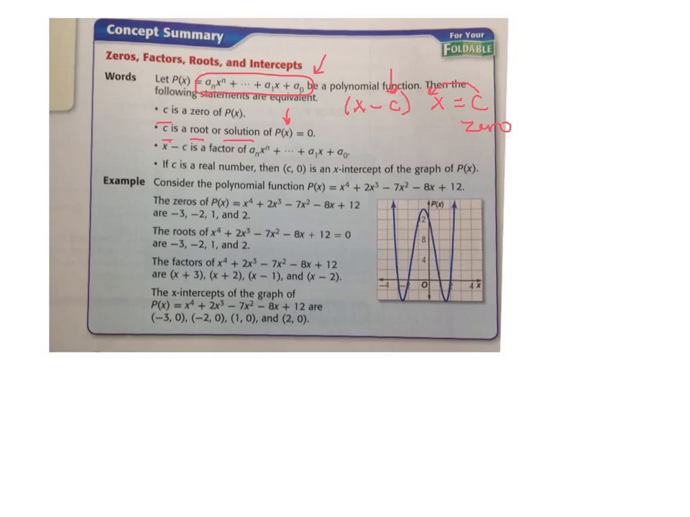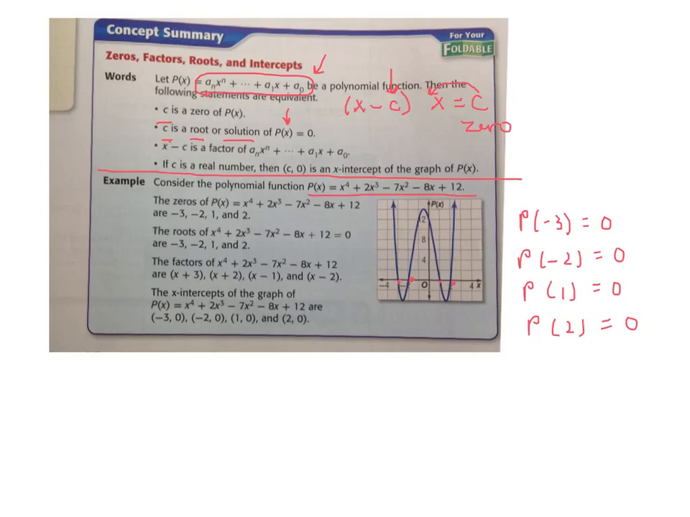Now down here they do an example trying to show you what they're talking about. So here is the polynomial function, and this is its graph. The zeros are at -3, -2, 1, and 2. That means that they are also roots and also solutions. And if we were to take p of -3, it would equal 0. p of -2 would equal 0, p of 1 would equal 0, and p of 2 would equal 0.